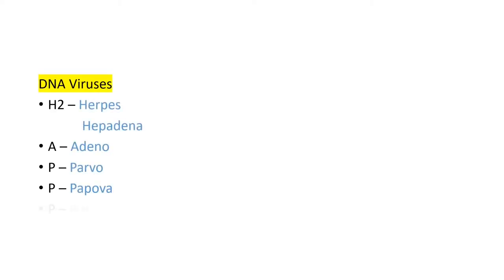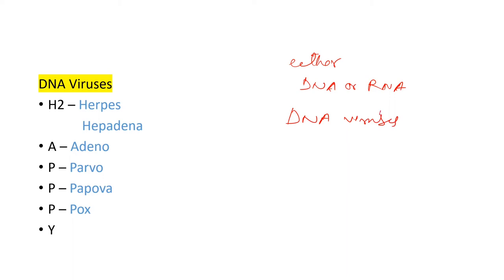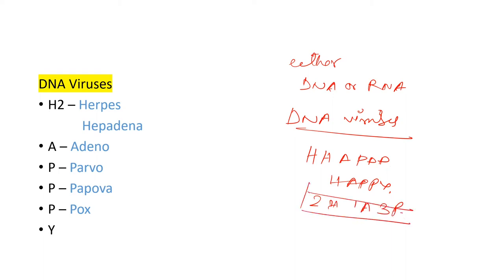Fine. Now let's see the classification of viruses. So there are two types of viruses. I told you it can be either DNA viruses or RNA viruses. So we will first talk about DNA viruses, and we can remember the DNA viruses with the mnemonic HAPPY. Not happy like this. Okay, it is 2H1A3P. So how you can remember, that's up to you.